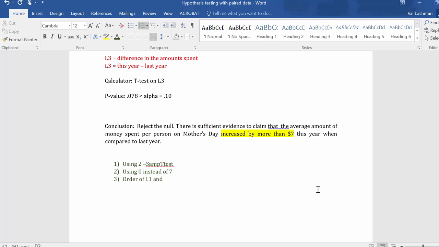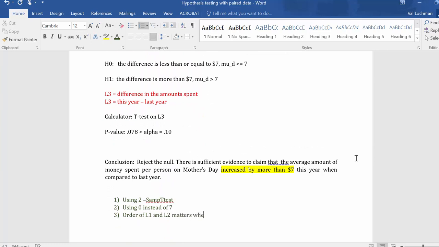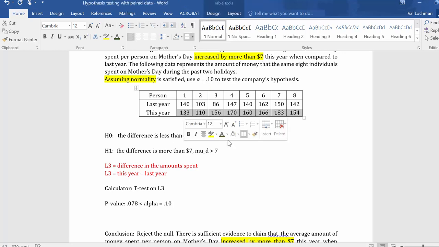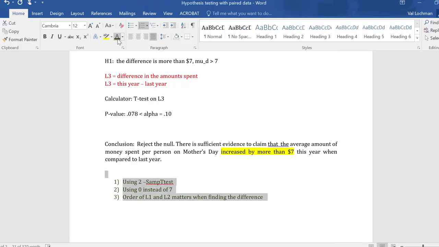Okay, and then the last thing that can happen is the order of L1 and L2, or whichever columns you're using, matters when finding the difference. Okay, so there is no rule here. You just have to read the problem carefully, right, and say, okay, what am I trying to do here? In this case, we wanted to see if these numbers right here were higher than before, than a year ago. So it's L2 minus L1. Okay, so these are your mistakes to avoid.